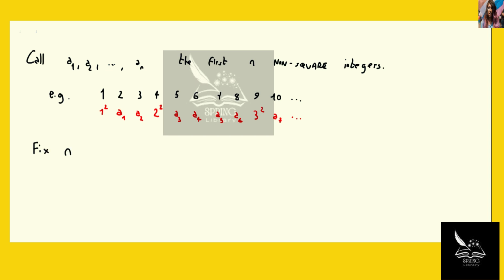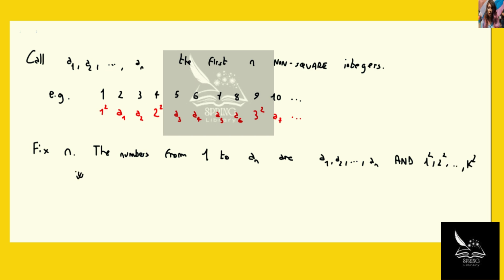So let's fix n. So the numbers from 1 up to an are all the non-square numbers all the way up to an, and the squares that we've skipped. So 1 squared, 2 squared, up to k squared, where k squared is the last square right before an.